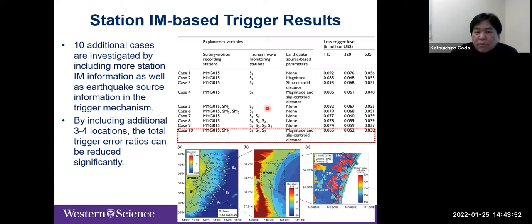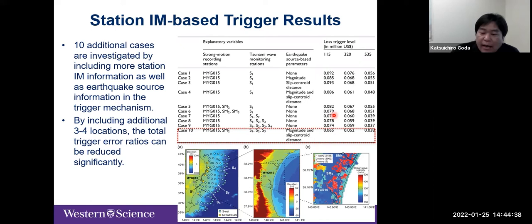So in summary, my conclusion is that by including an additional 3 to 4 locations, the total trigger error ratio can be reduced significantly, from 0.9 to 0.65, so a 30% reduction in errors can be achieved. And compared to the scenario-based approach, this is about half or less than half in error size, which I think is a significant improvement, and it should be, because we are using better information in defining those trigger functions.